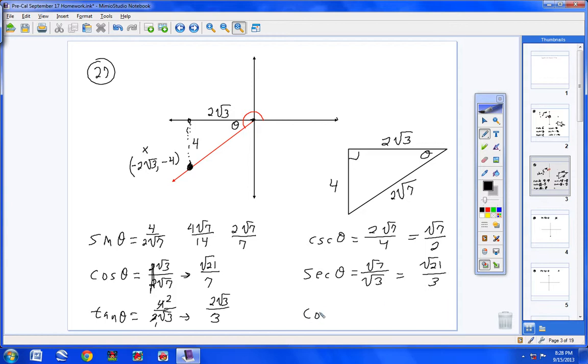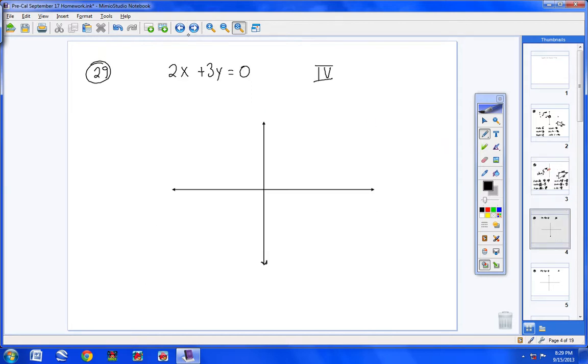And now we have cotangent of theta, and so the inverse of tangent, we had what? 2 over square root of 3. So if you flip that, you'll get square root of 3 over 2. Do you see it? Hold on one second. Do you see it right here? I had 4 over 2 square root of 3. I reduced my 4 and my 2, and it became 2 over 1 square root of 3. And if you flip that, you'll get square root of 3 over 2. All right? So that's how you do numbers 25 and 27.